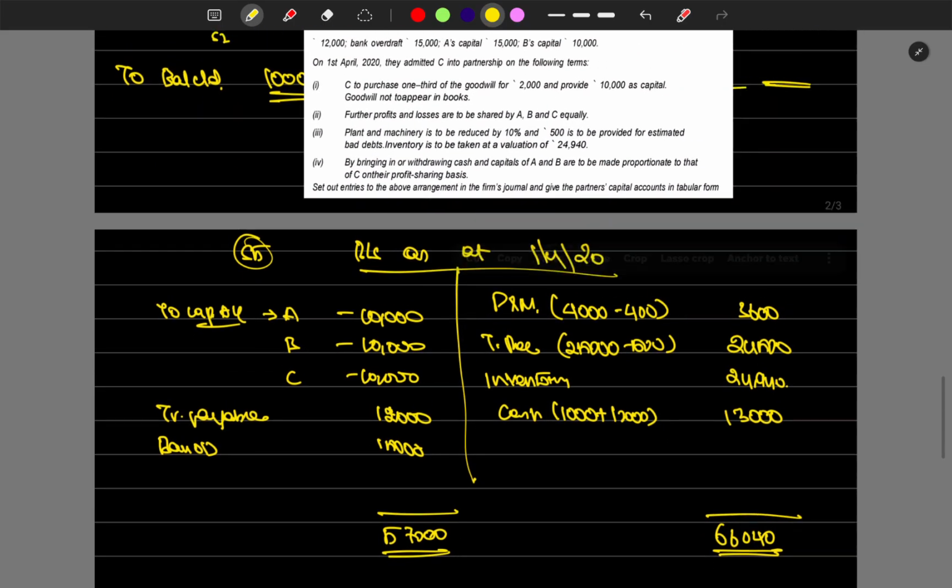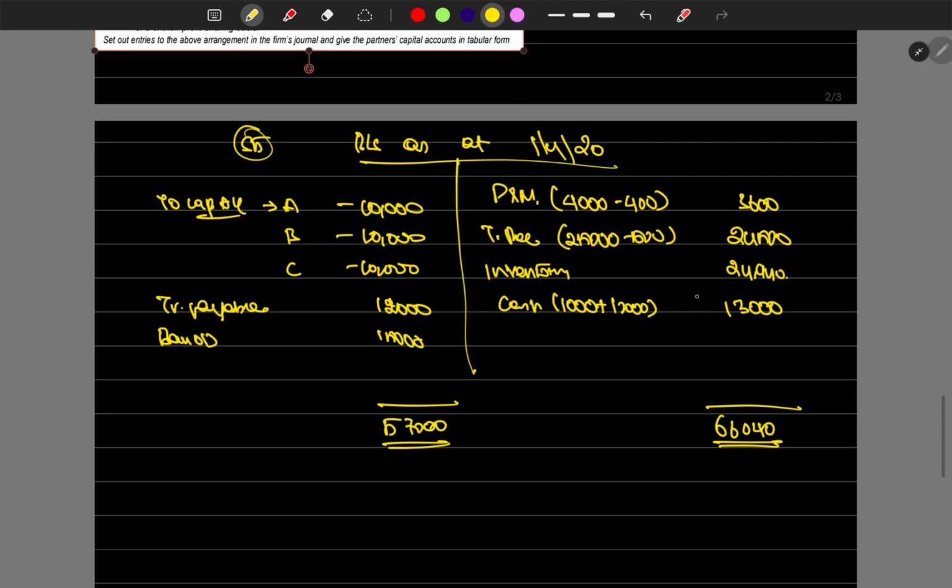Yes guys, the thing is we have paid out the surplus balance, right? 9,040 rupees. So that's the thing. If you have paid that amount, this would be 13,000 minus 9,040, which is 3,960. So total 3,600 plus 24,500 plus 24,940 plus 3,960, which is 57,000. That's it, balanced.